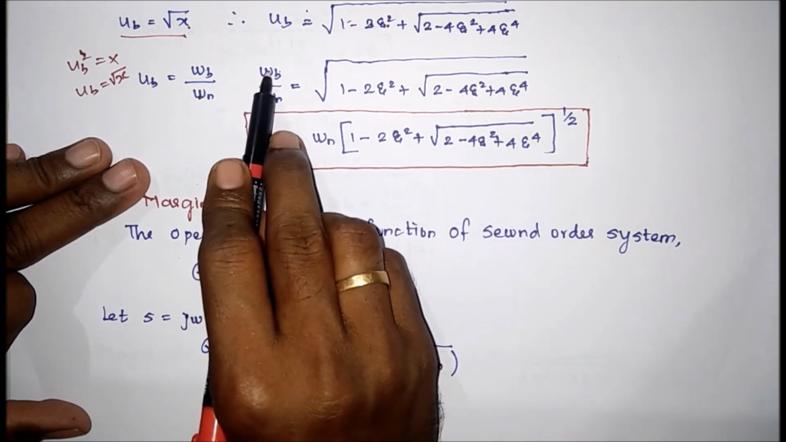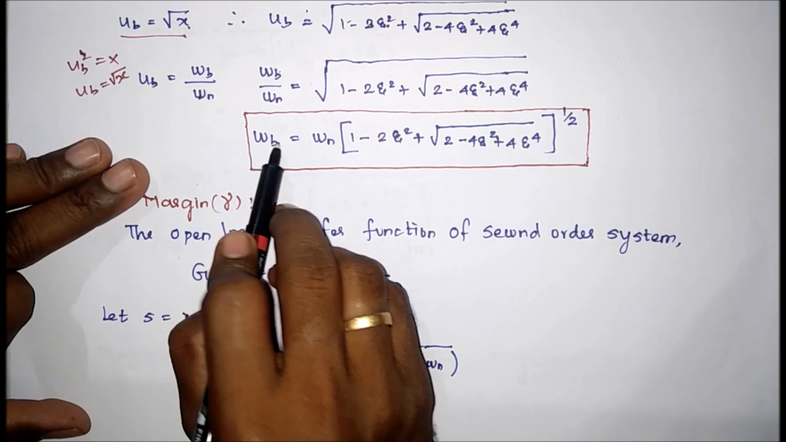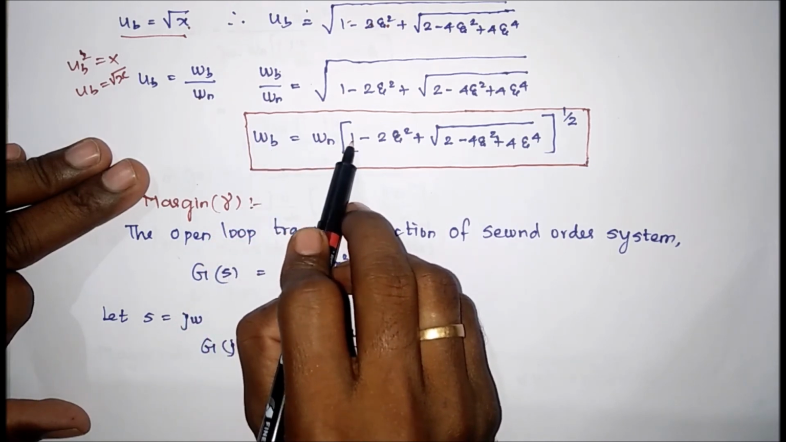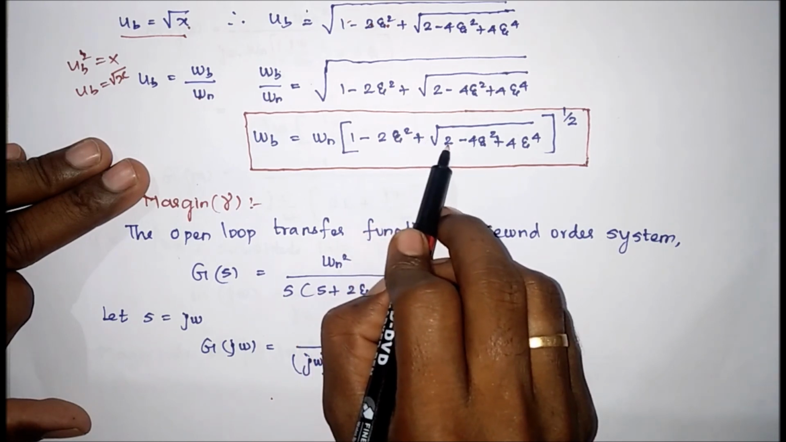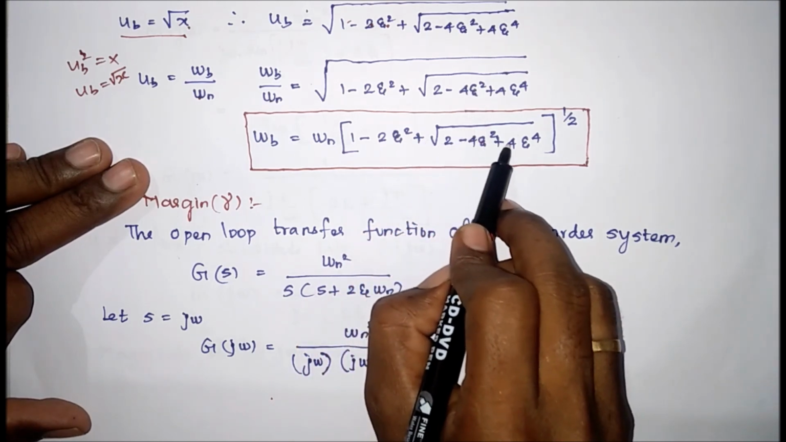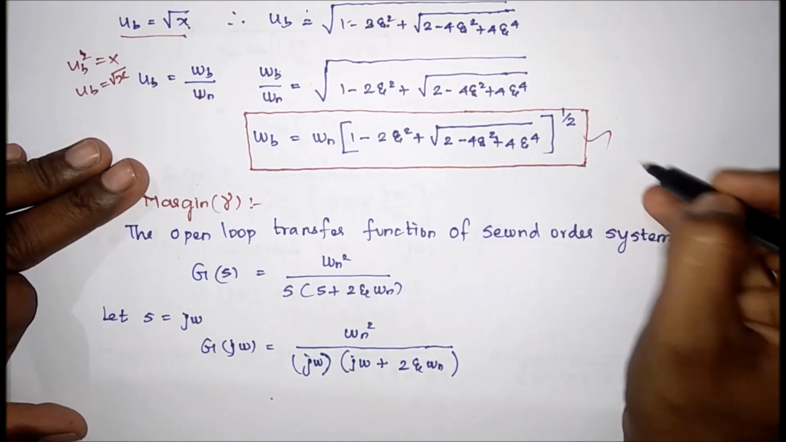So now we have to multiply this ω_n into here. So ω_b equal to ω_n into square root of (1 minus 2η square plus square root of 2 minus 4η square plus 4η power 4) the whole power 1 by 2. So this is nothing but the bandwidth.